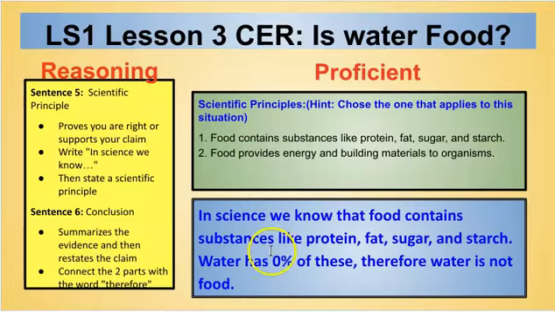So here's a proficient answer. In science, we know that food contains substances like protein, fat, sugar, and starch. So again, start out with in science, we know, and then I copied and pasted this down there, but I had to tweak it a little bit just to make sure it makes sense. I added the word that. Could we say in science we know food contains substances like protein, fat, sugar, and starch? Absolutely.